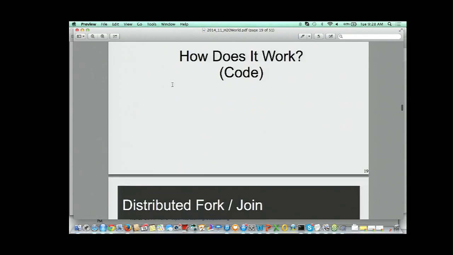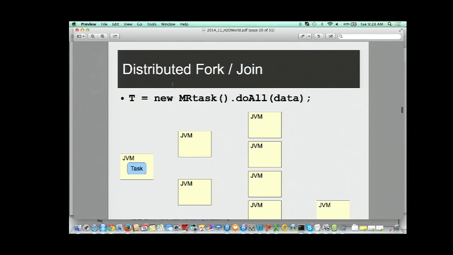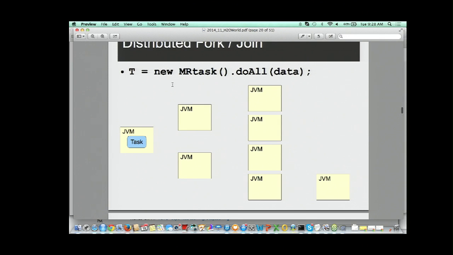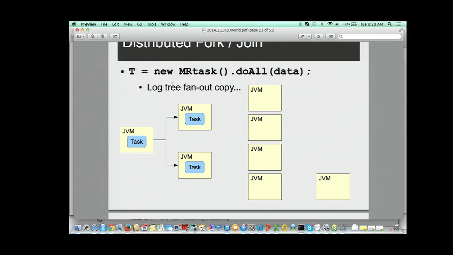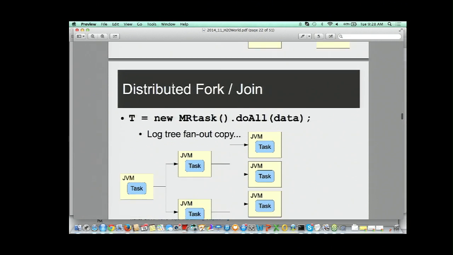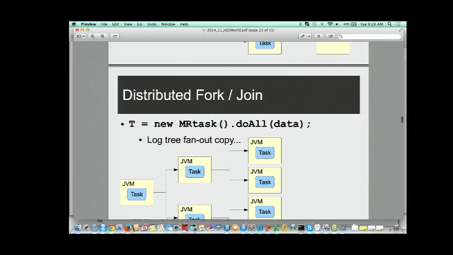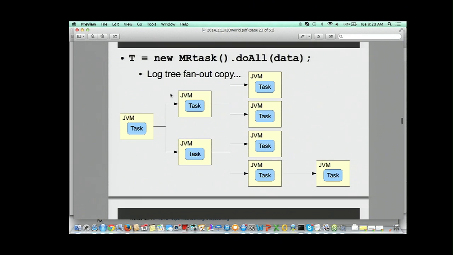OK, so here's the high level. This is the intuitive feel for which, these slides work better if I could flip, but I don't. OK, so I'm going to say, make me a new MapReduce task and do it all. And what it means is on some JVM in a corner, I said, make me a new object. That's a blue guy. And then when I say do all, he says, well, I got a lot of data floating around. Everyone needs to touch it. So I'm going to clone an instance on two JVMs. There's a log tree fan out. And those friends are going to tell their two friends until everyone's got a copy.